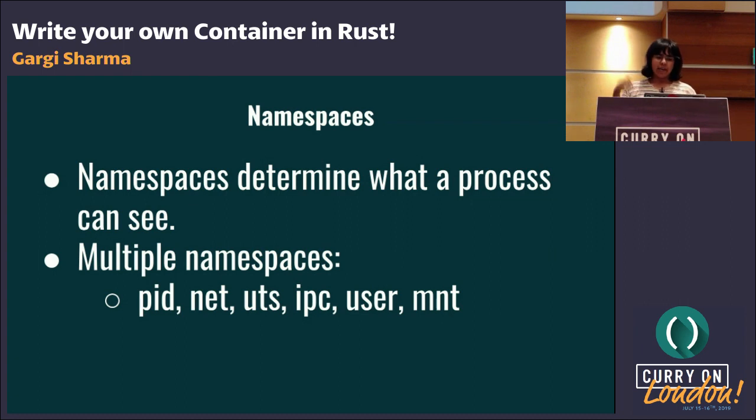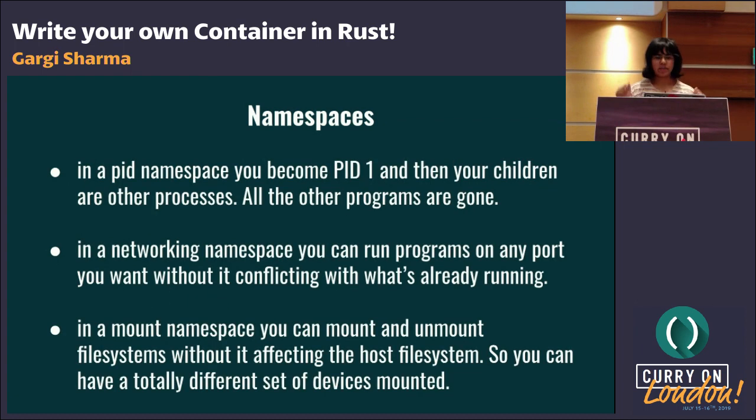So you have a PID namespace. So you can't see everything on the host. You can see only a slice of the universe. And so when you create a new PID namespace, you become PID one, and your children will be the subsequent processes, and all other processes outside your view, you won't be able to see them anymore. And if you are in a networking namespace, you can run any program on any port, and this won't interfere with what other programs are running on the other port. And if you have a mount namespace, you can mount different devices in your container other than what's mounted on the operating system.